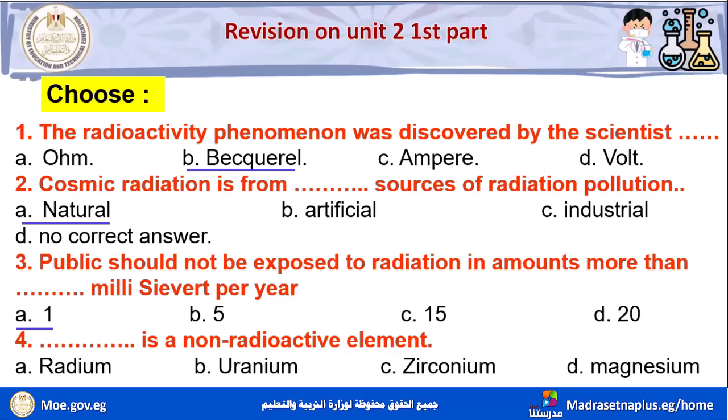Number 4, which is a non-radioactive element. Letter A, radium. Letter B, uranium. Letter C, zirconium. Letter D, magnesium. Magnesium is a non-radioactive element.